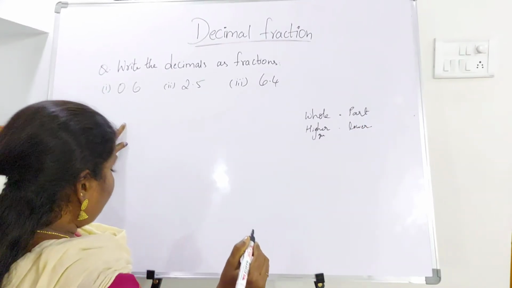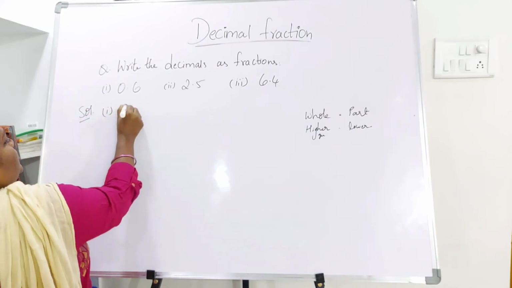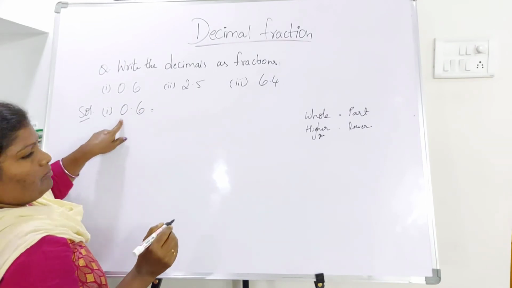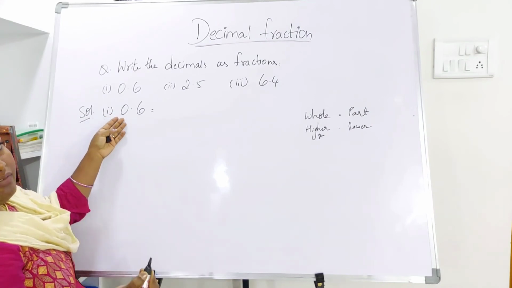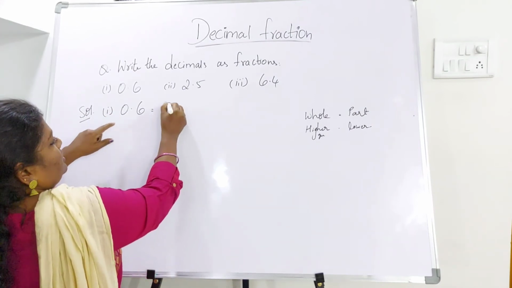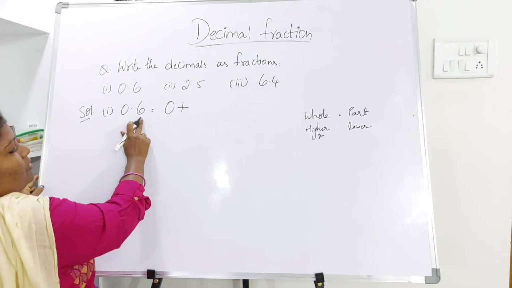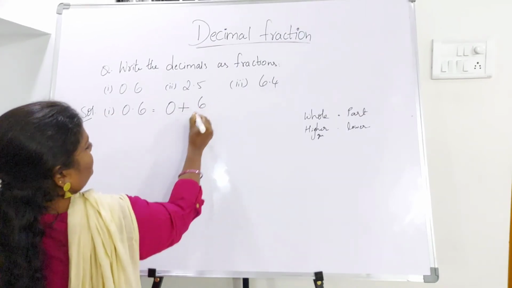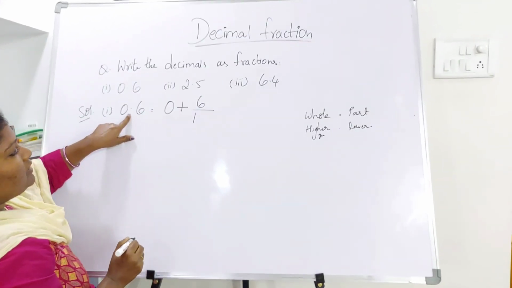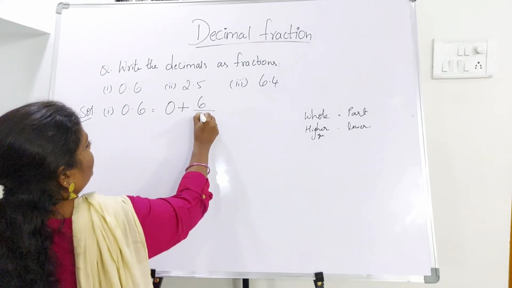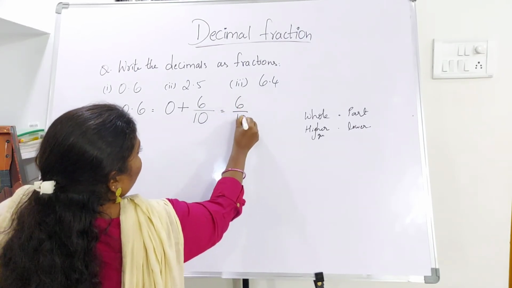Yes, so here the first one, 0.6. Now here before the decimal point you have a 0. So 0 doesn't have any value. I'll just write the expanded format, 0 plus. Now after the decimal point you have a digit 6 by. Now because you have a decimal point, write 1. Now after the decimal point you have only one digit, so write 10. Now 0 doesn't have any value, so this is nothing but 6 by 10.